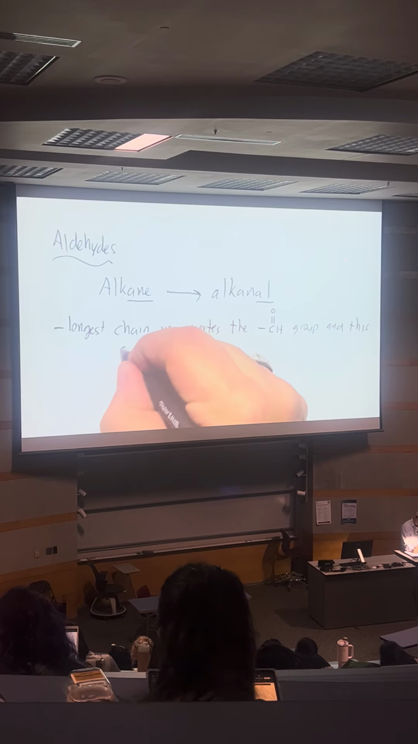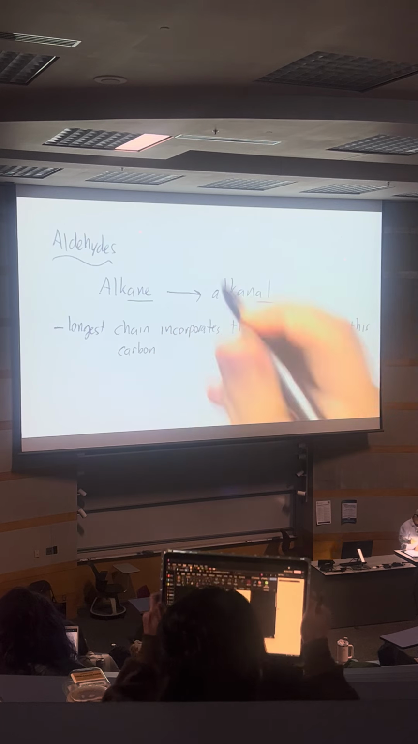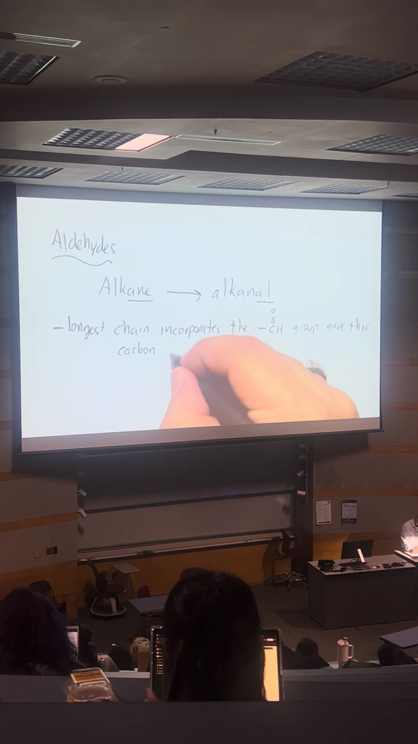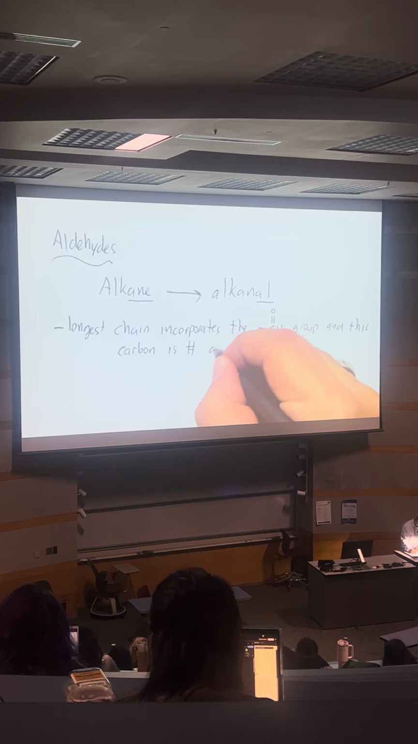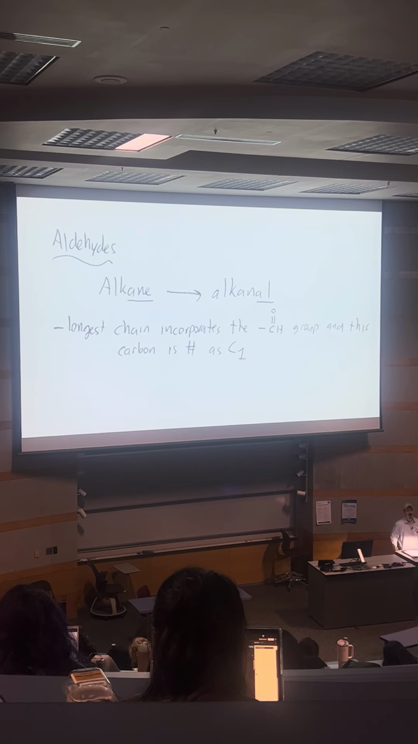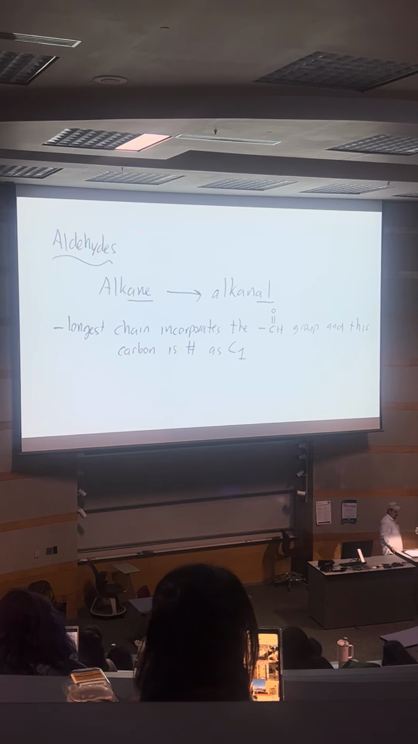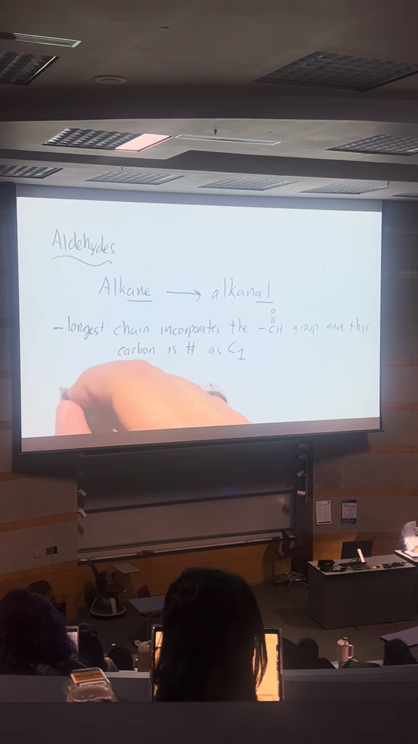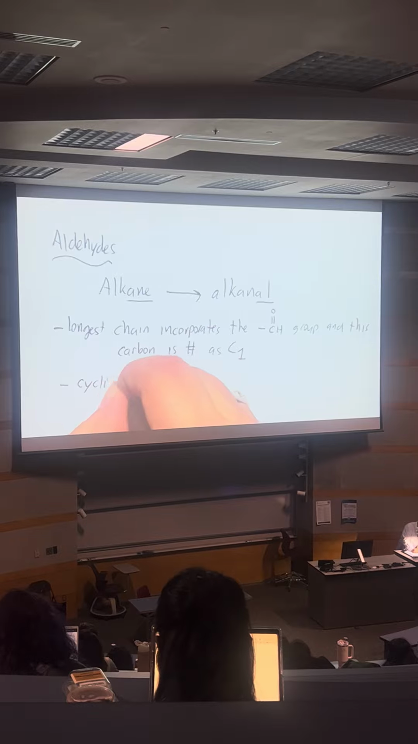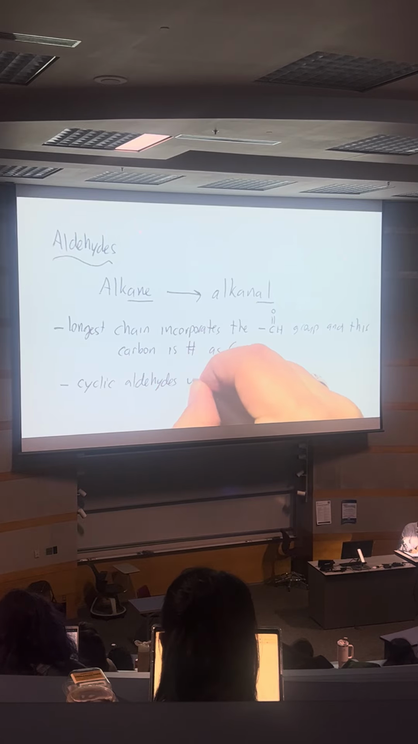If this is the functional group that takes priority over everything else on the molecule, then this carbon is numbered as C1, right? And again, it comes down to: is this the functional group that takes priority? If it is, then the aldehyde carbonyl carbon is number 1. This statement on cyclic aldehydes is one that I think trips up a lot of people.